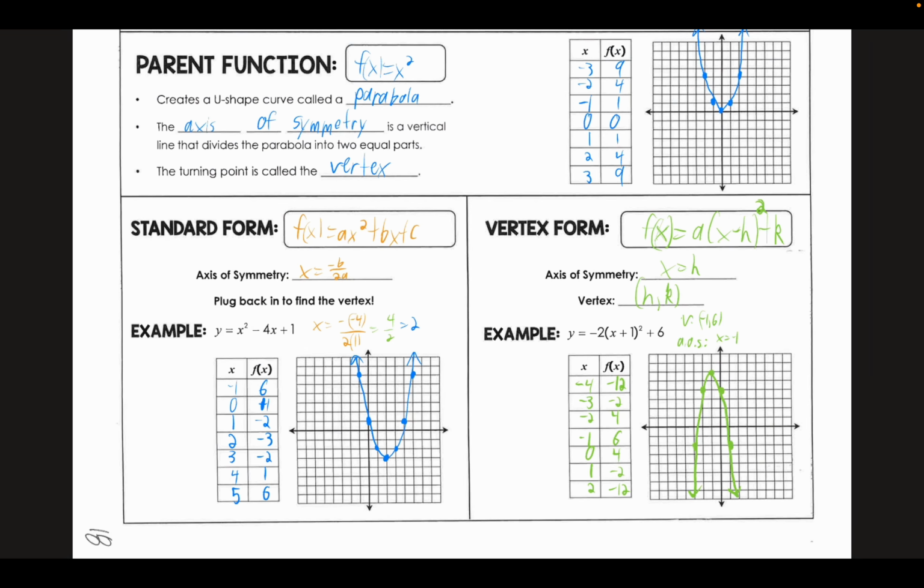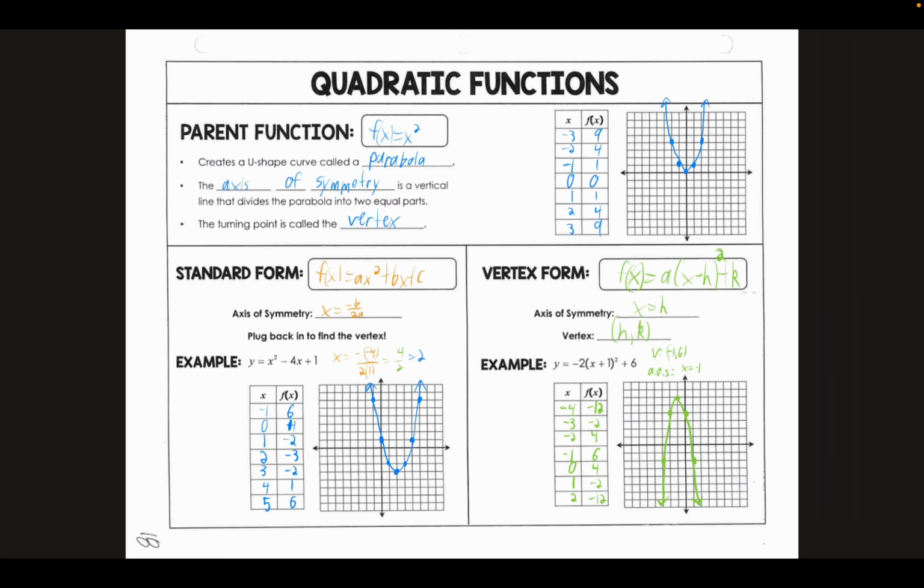And so this is just a nice little summary page of what we have learned so far with quadratic functions, of the parent function, standard form, vertex form, and how we use each. And this wraps up section 3.5 of Algebra 2.